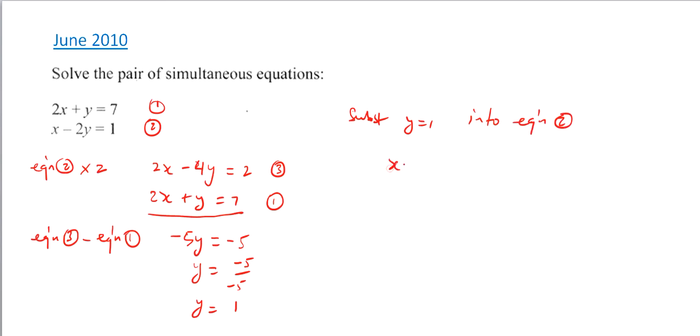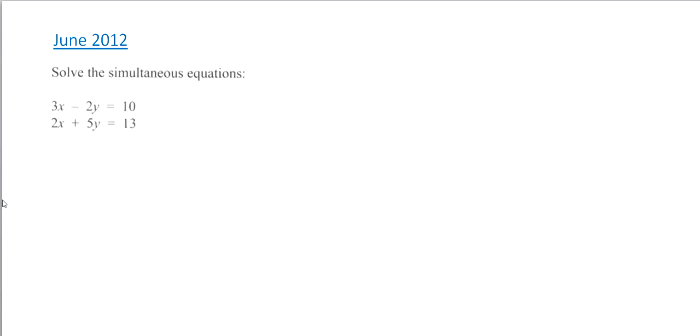So we end up with x minus 2y, which is 1, is equal to 1. So x minus 2 is equal to 1. X is equal to 1 plus 2. So therefore x is equal to 3. And again, you can substitute into your two equations to show that your solutions are correct. All right, now let's look at this June 2012 paper.